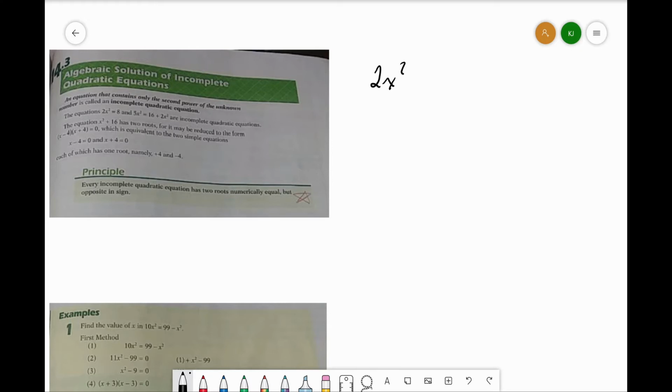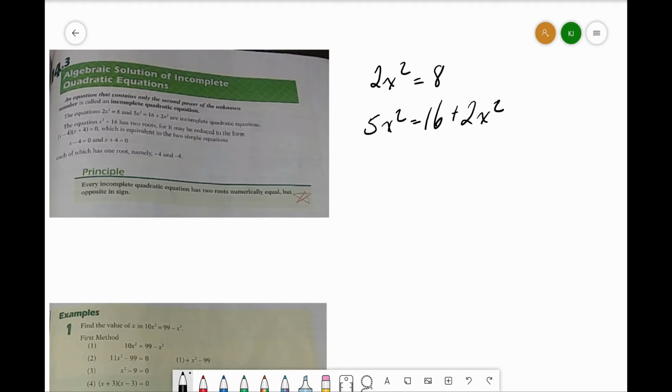Today we're going to be doing section 14.3, Algebraic solutions of incomplete quadratic equations. Whereas we learned how to solve complete quadratic equations yesterday, today we're going to be focusing on the incomplete ones. An equation that contains only the second power of the unknown number is called an incomplete quadratic equation. So the equations 2x squared equals 8 and 5x squared equals 16 plus 2x squared are incomplete quadratic equations.